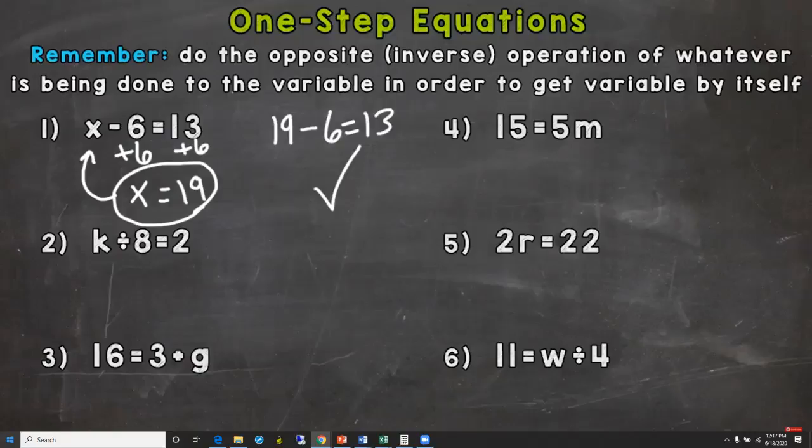We have k divided by 8 equals 2. So what are we doing to the variable k? Well, we're dividing by 8. So we need to do the opposite to that side to get rid of the dividing by 8. So we need to multiply by 8. K divided by 8 times 8, well, those 8's would cancel out. So k is by itself. But whatever we do to one side, we have to do to the other to keep everything balanced. So we get to the point where k is by itself. K equals, well, 2 times 8 is 16.